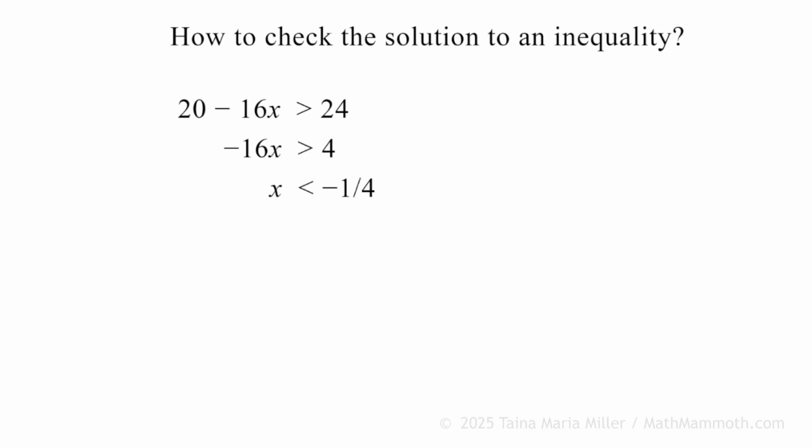So, for example, here's an inequality that somebody solved, maybe me, and this is the solution set, all values of x that are less than -1/4. To check it, I will choose some values near -1/4, but on both sides. So I might check, for example, some numbers that are less than that would be -1/2, -1. Some numbers that are bigger than that, well, 0 is always our easiest one to check with, and 1. So let's check with those.